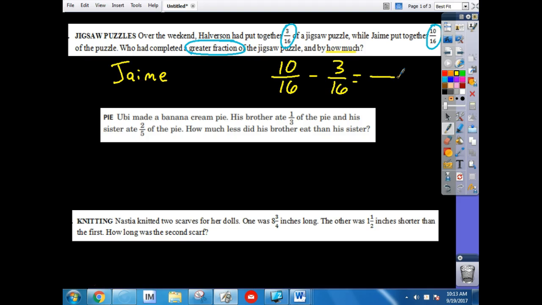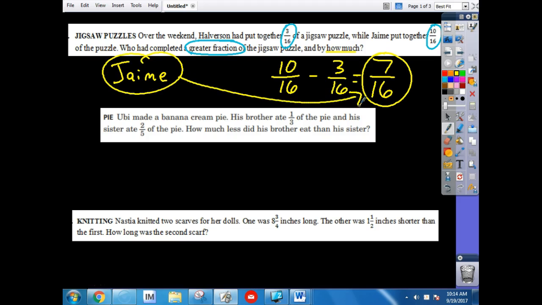I do have like denominators, so I'm keeping my denominator. That's how we do it when we add and subtract. The denominators are the same, we keep them the same. 10 minus 3 is really my arithmetic here. 10 minus 3 is 7. 7/16 is in simplest form. This is my answer: Jamie completed 7/16 more than Halverson.